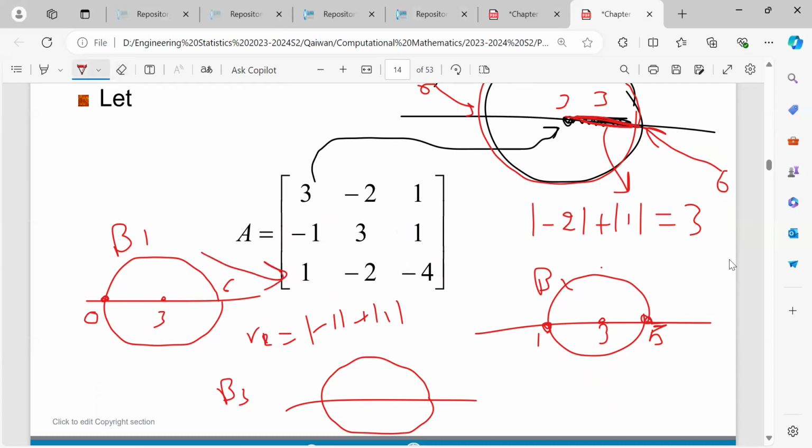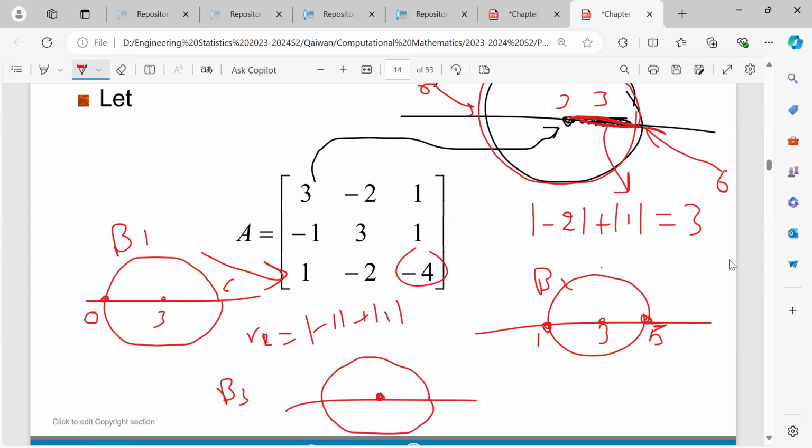It's 3, 3. Okay? It is A33. For B3, the center is A33. For B2, the center is A22. For B1, the center is A11. Okay? This is the center. The entry that we use for the center, we don't use it for the radius. Okay? We don't use it for the radius.